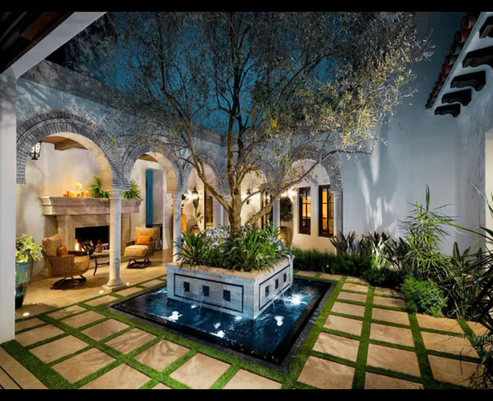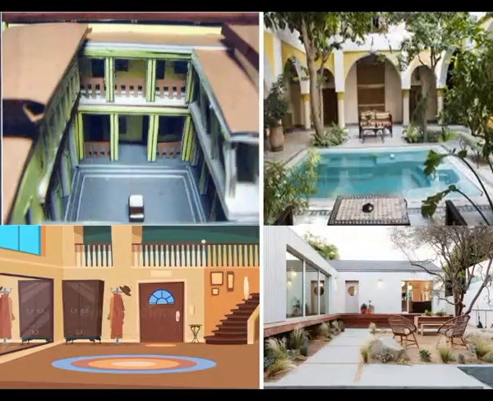Courtyard means an open area within the house, okay, and is surrounded by rooms or the walls, as you can see here in this picture. Now in the second picture also we have some different courtyards of different types of houses. Okay, is it clear to all?